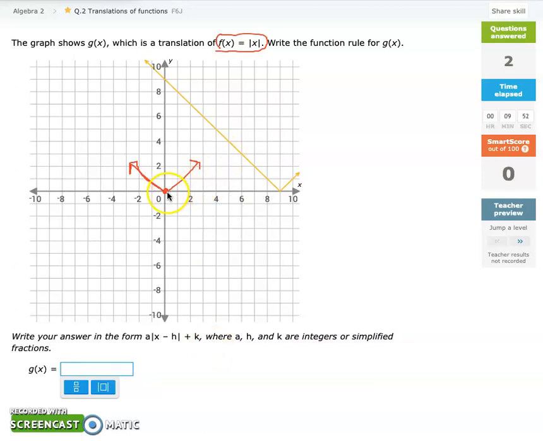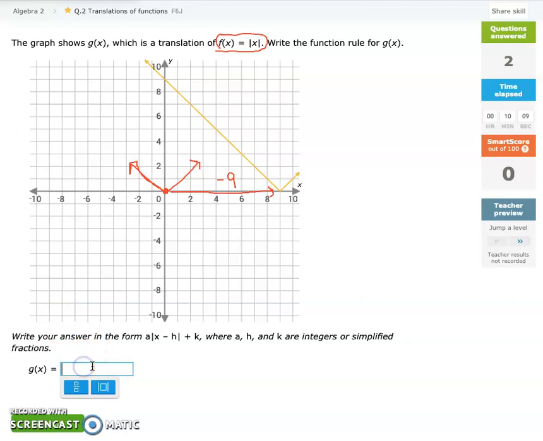So let's look here. We started here at 0, 0. It looks like we went right 9. Remember that if we're going to the right, it's a negative. So I should be plugging that negative in right there. And then I just need to type in my answer.